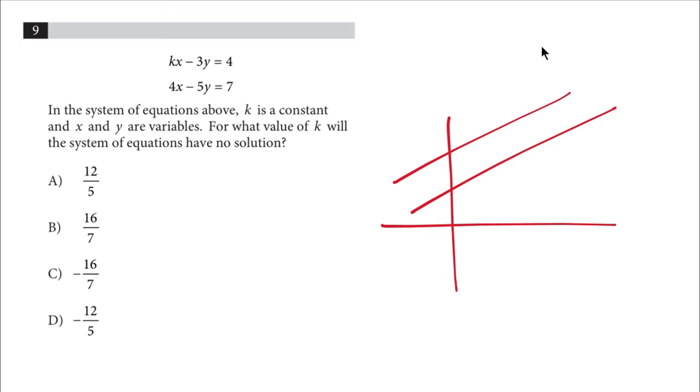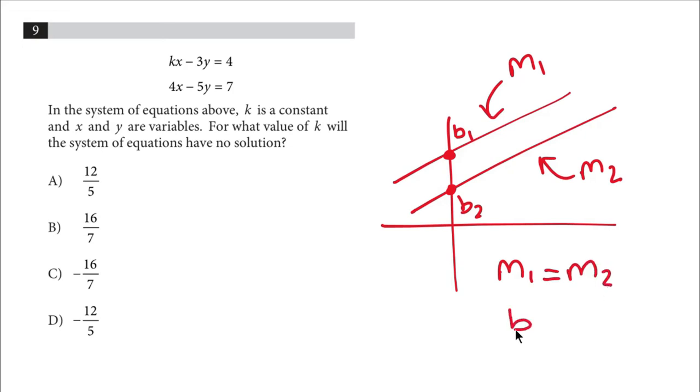So for these two lines to be parallel, we need the slope of the first line to be equal to the slope of the second line, and we need their y-intercepts to be different. So this will be b2 and this will be b1, and therefore the slope of the first line is equal to the slope of the second line, but the y-intercept of the first line does not equal the y-intercept of the second line when the linear equation is written in its general form, y is equal to mx plus b.